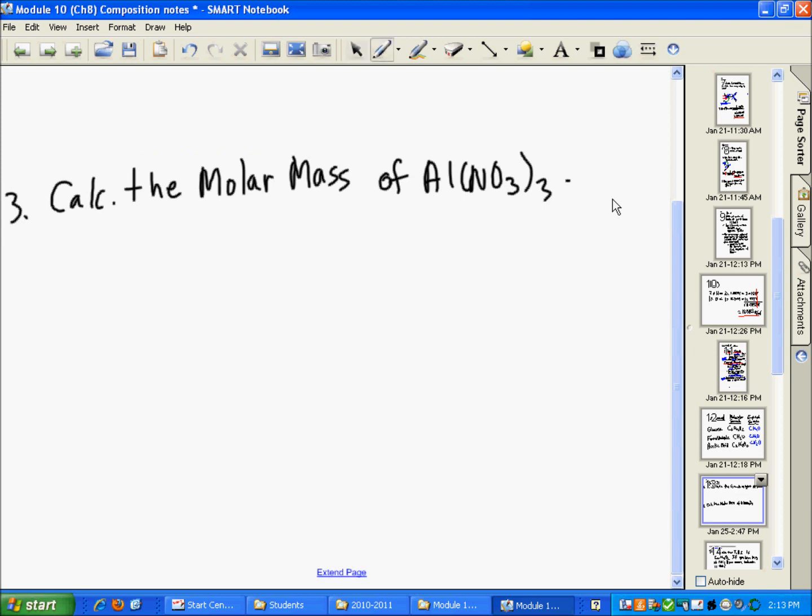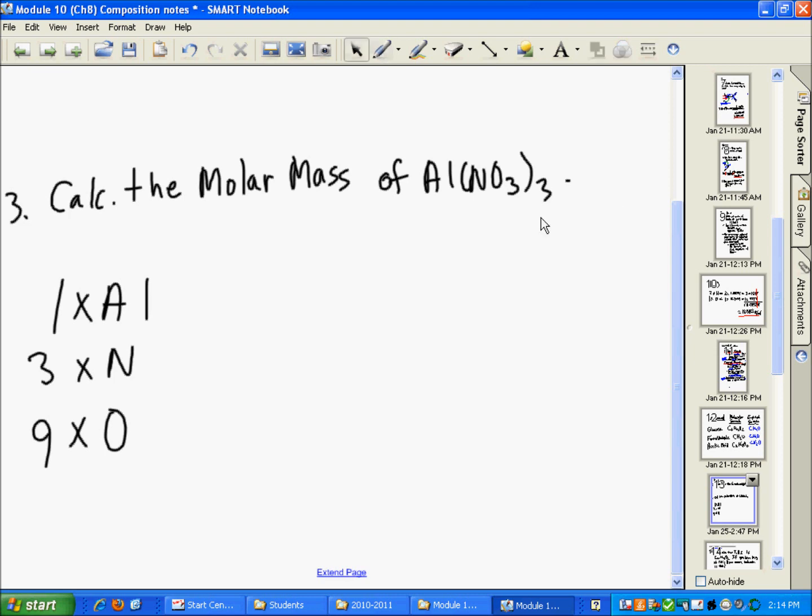How many aluminums do we have in this compound? Not 3, 1 aluminum. So we have 1 aluminum. How many nitrogens do we have? 3. We do have 3 nitrogens. How many oxygens do we have? Not 3. That's just 3 times 3. So we have 9 oxygens. So the number outside the bracket we need to multiply by everything inside the bracket.